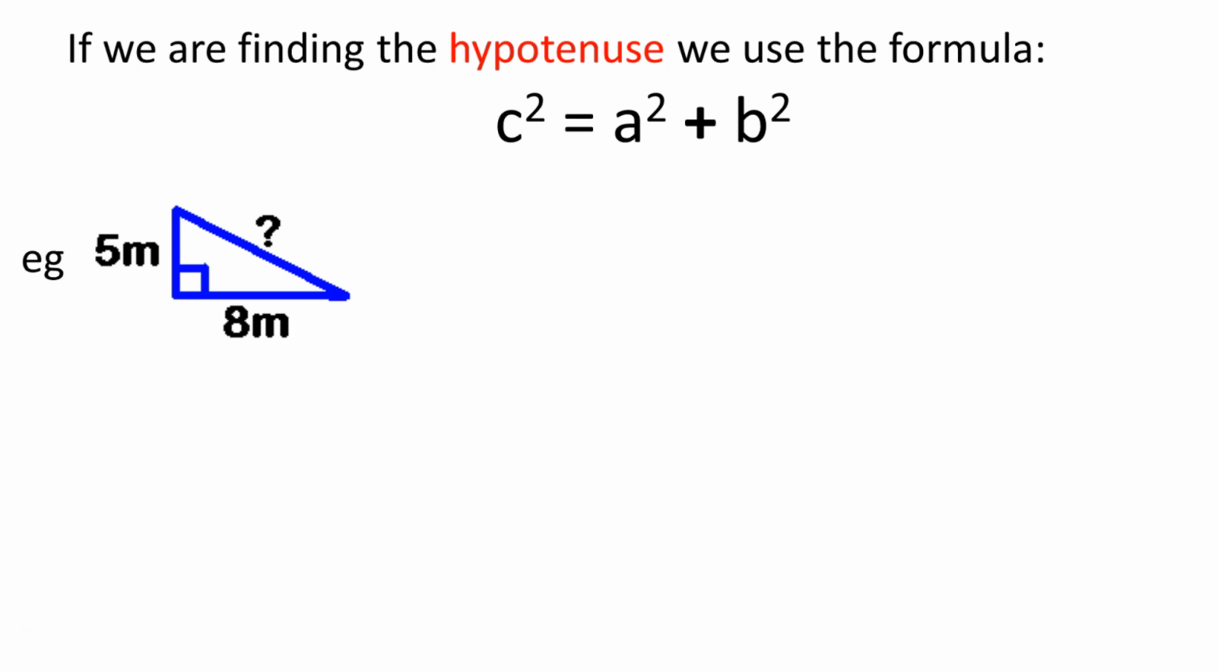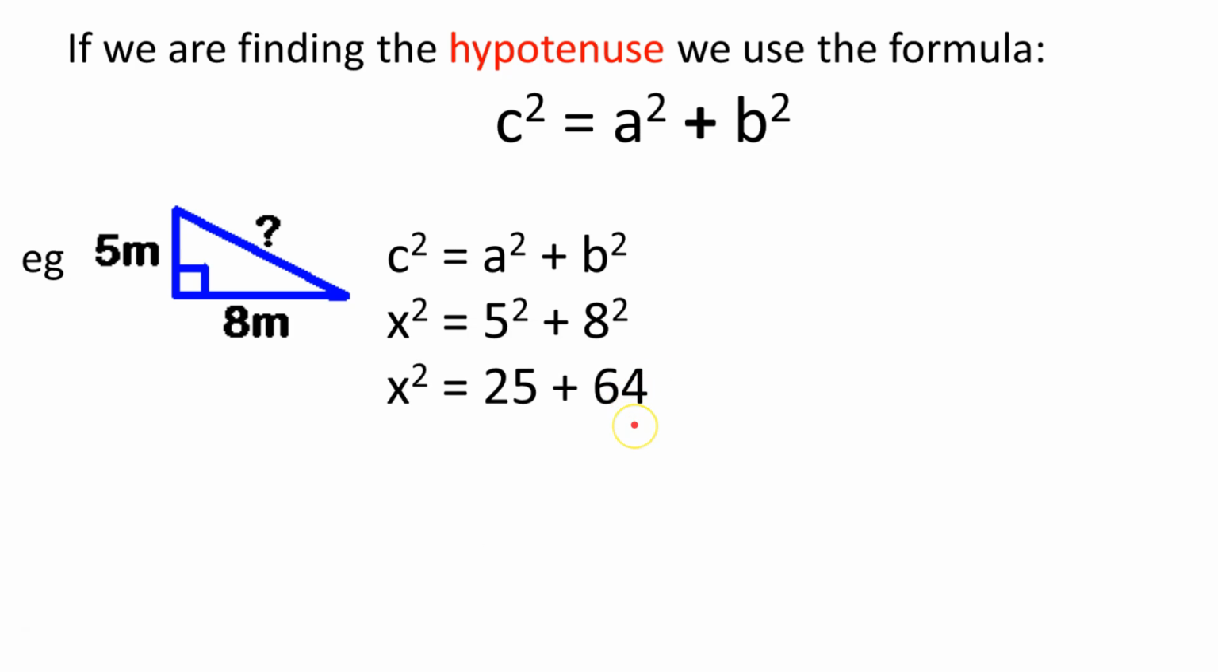Now what I'm going to do is replace the letters with what we have on our diagram there. The question mark, which is our c squared, is just going to become x squared. Then one of the sides, a, is going to become 5 squared, and 8 is going to be the b squared. So what I've done is just replaced what is on the diagram with what's in the formula. From there, I can work out what 5 squared and 8 squared is. 5 squared is 25, and 8 squared is 64. Remember, squared is times a number by itself, so 5 times 5 and 8 times 8.